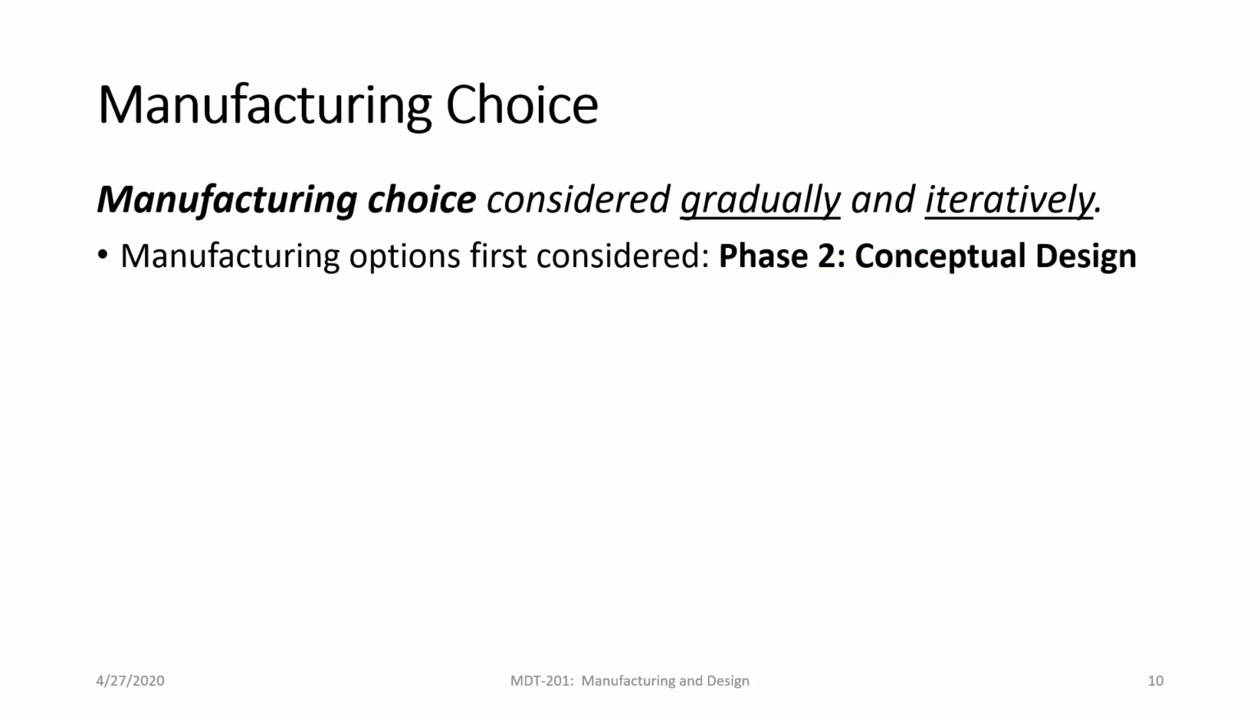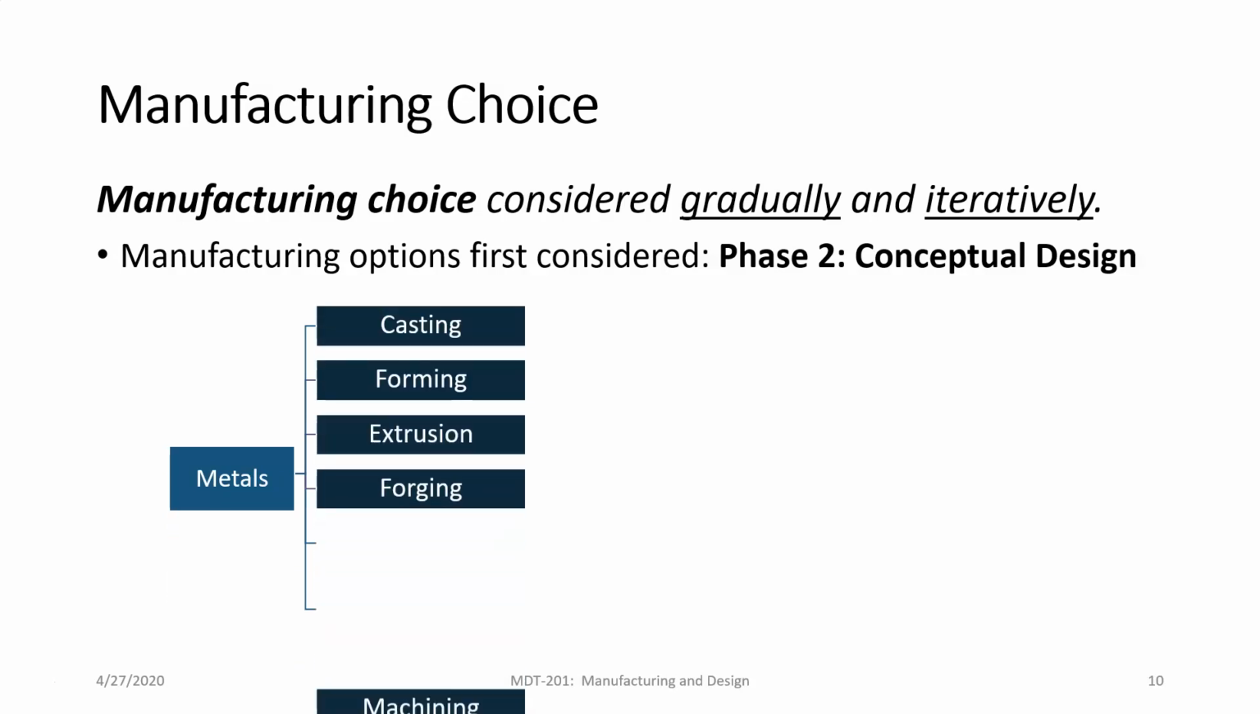All right, so now moving on to manufacturing choice. It's considered gradually and iteratively. Okay, so we first want to start considering our manufacturing options in phase 2, right? The conceptual design phase. So phase 1, we're not really worried about manufacturing. Maybe it pops up here and there, but really phase 2 is where we're going to start to consider what our options are for manufacturing.